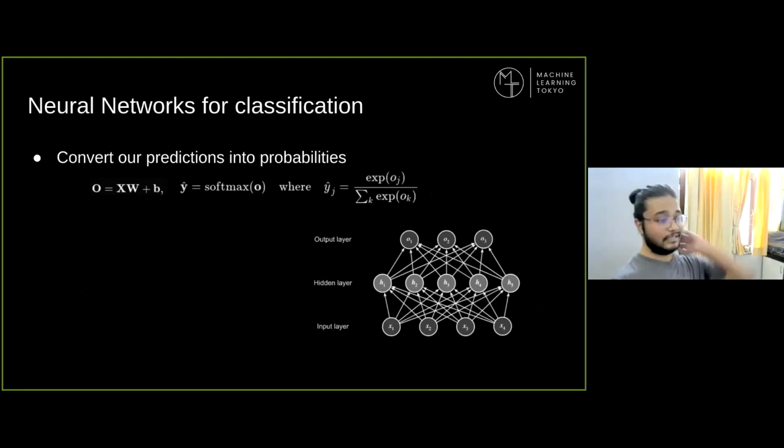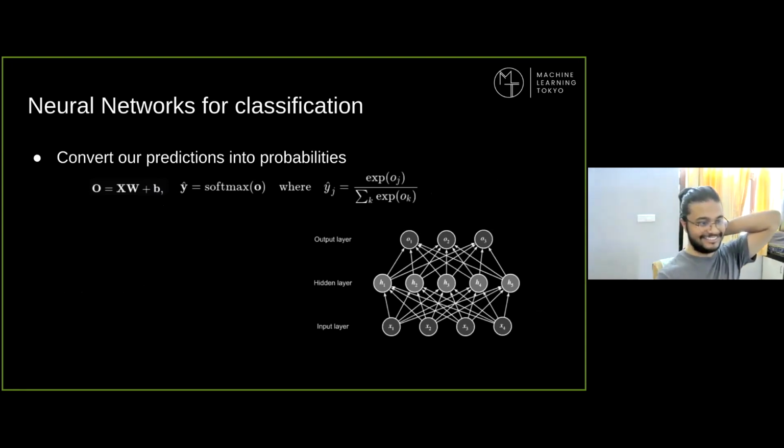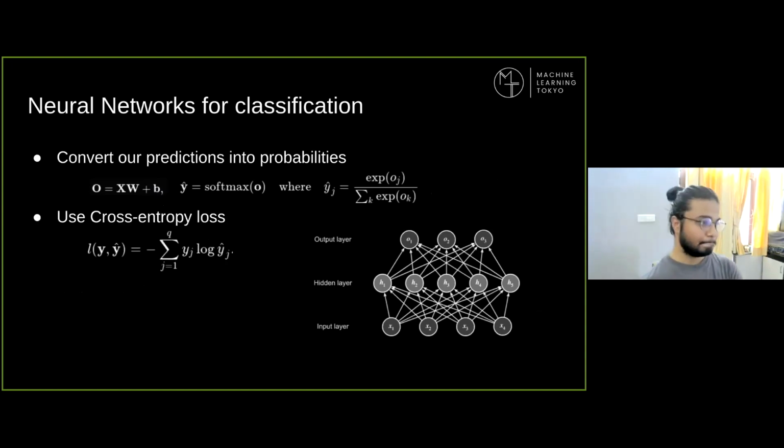Now, last but not least, neural networks for classification. Basically, what we can do is, just like we did in logistic regression, take the outputs of our neural networks and convert them into probabilities by using a softmax or a sigmoid function, right? And in order to optimize it, we use cross-entropy loss.